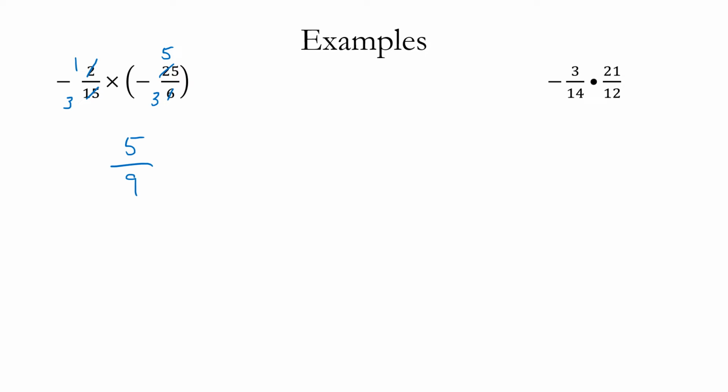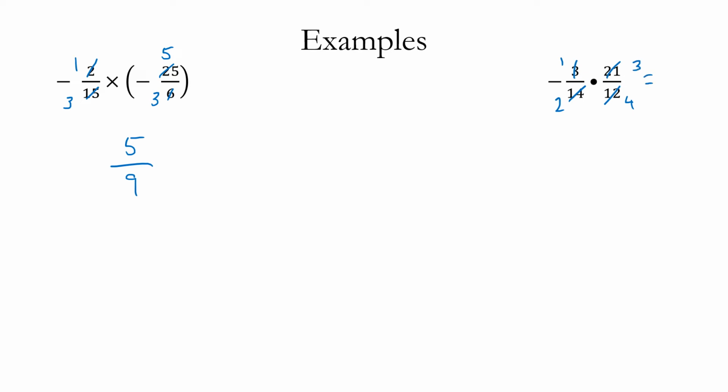Looking at example 3, I can reduce these as well. So 3 and 12 both divide by 3 to get a 1 and a 4. And 21 and 14 both divide by 7. 14 divided by 7 is 2. 21 divided by 7 is 3.